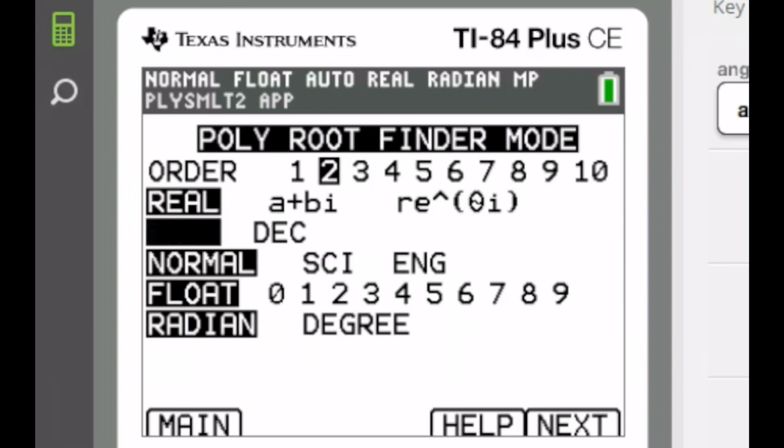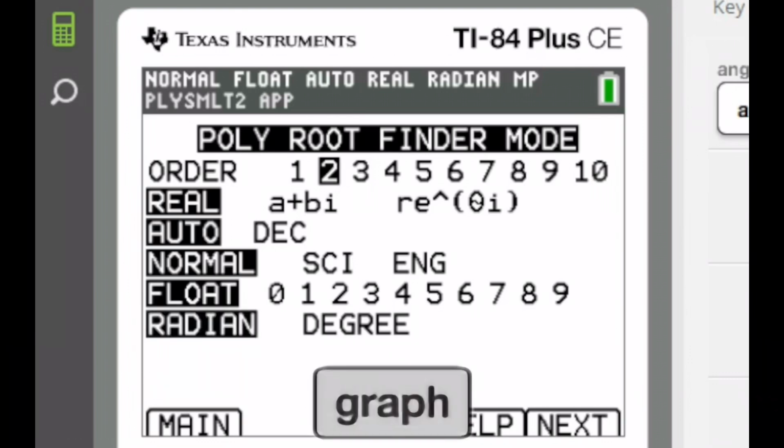Similarly, for the next three, called auto, normal, and float, those are just default settings about the number presentations. And the last row represents whether you would prefer using radian or degree to present the argument in complex numbers. As in AA higher level and AI higher level, radian measure is one of the compulsory topics, for higher level students the default setting can be radian. Once we are done, we press the graph button to go to the next page, because this button is the closest to the notation next.